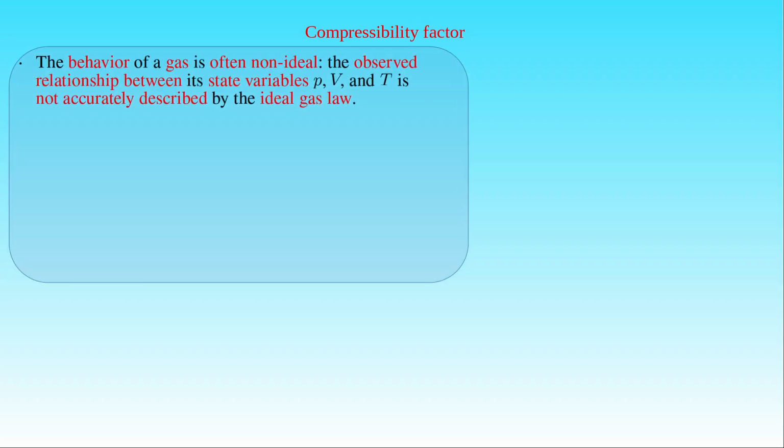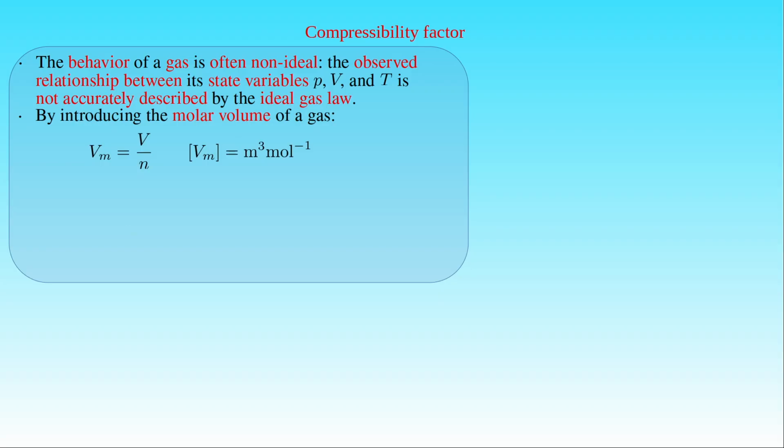In order to describe this deviation quantitatively, we will introduce the compressibility factor of real gases as follows. We have seen that the behavior of real gases often deviates from the behavior of an ideal gas, that is, the observed or measured relationships between the state variables of a real gas, that is its volume, pressure and temperature, are not accurately described by the ideal gas law. The form of the ideal gas law can be simplified if we define the molar volume Vm of n mole gas by the ratio of its volume V to n, with the unit cubic meter per mole.